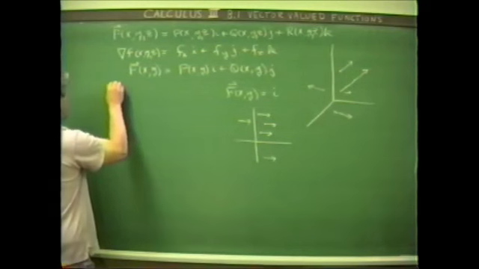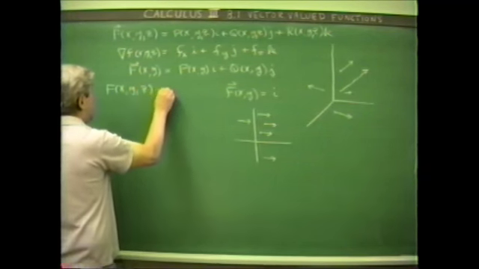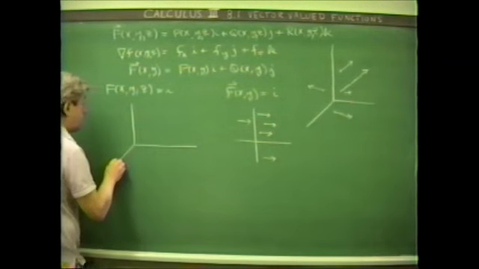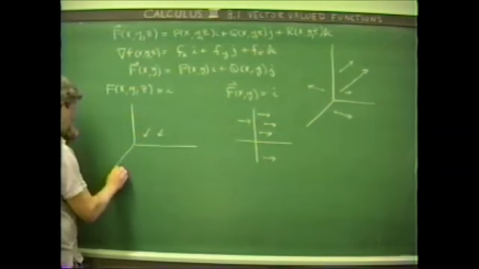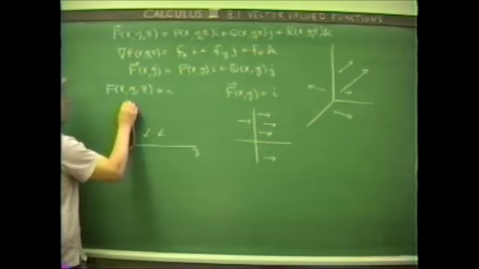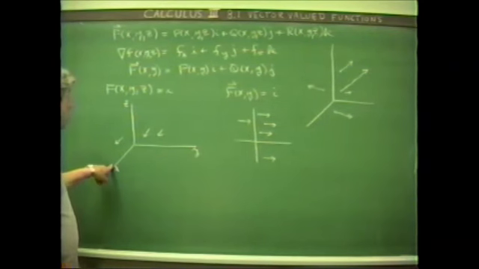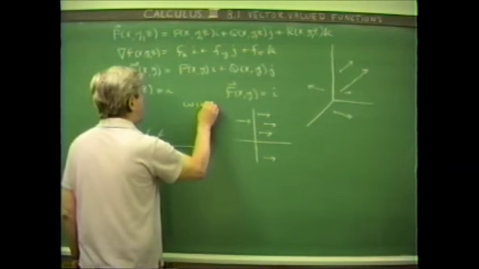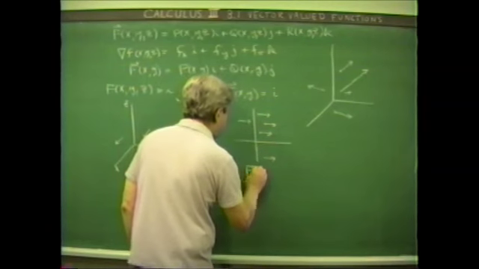In comparison, f of x, y, and z equals i looks like this. At each point here, there's a vector heading in the x direction. Again, you can think of either of these things as being a sort of wind.